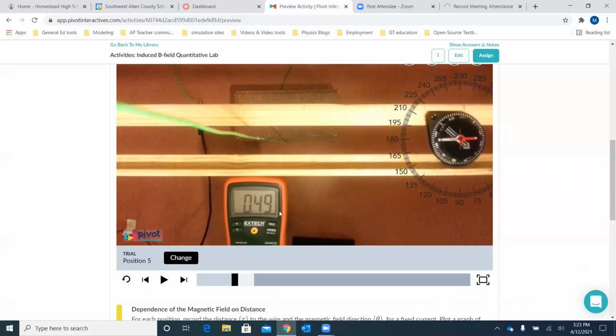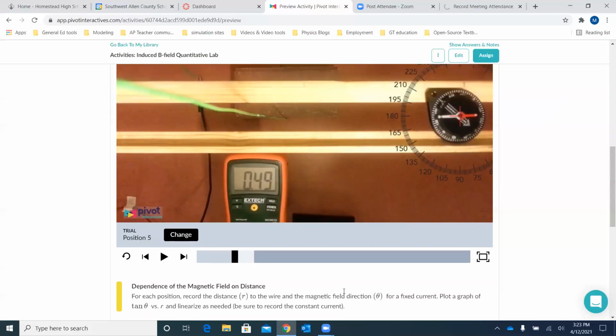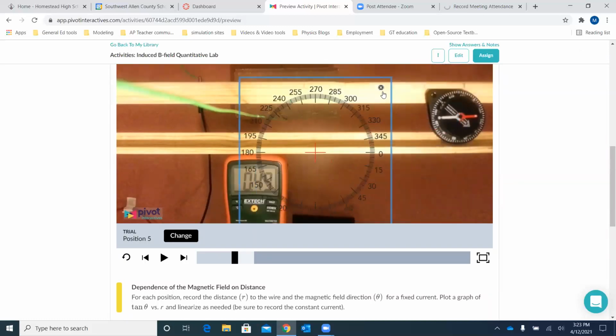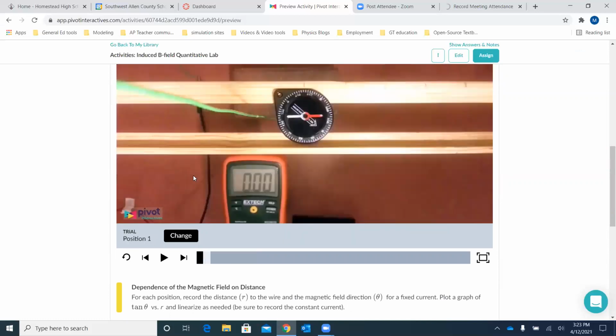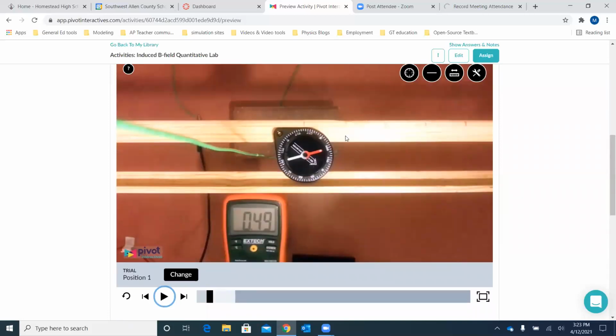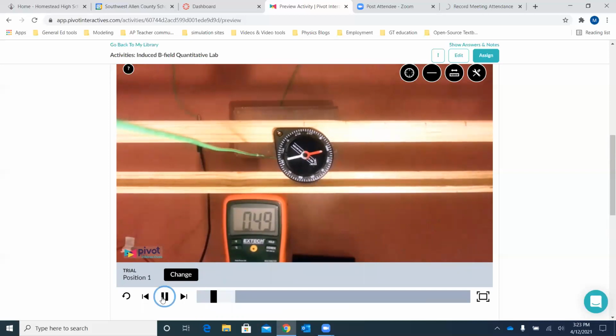Now, keep in mind you're plotting tangent of the angle versus r. Okay, for the second part of the lab, you're going to be plotting tangent of the angle versus the current. So let me go ahead and move this back to position 1 because I think it's going to be more noticeable. So I can hit play here. And so there's 0.49, and I can measure the angle, and I can measure what the distance is away. And so I know what that constant distance is. That won't change. And then I can hit play and get a different current.